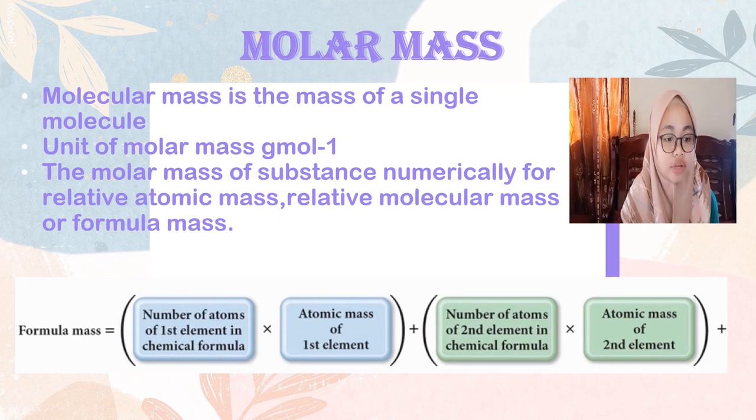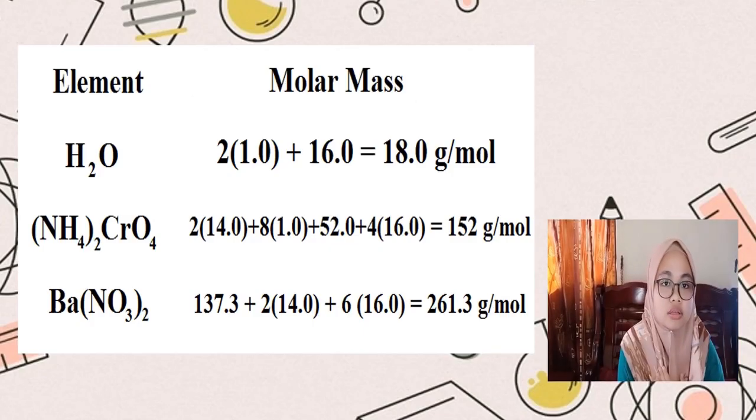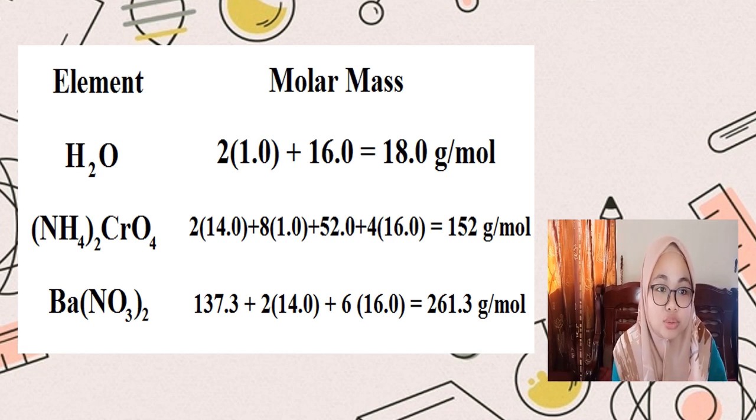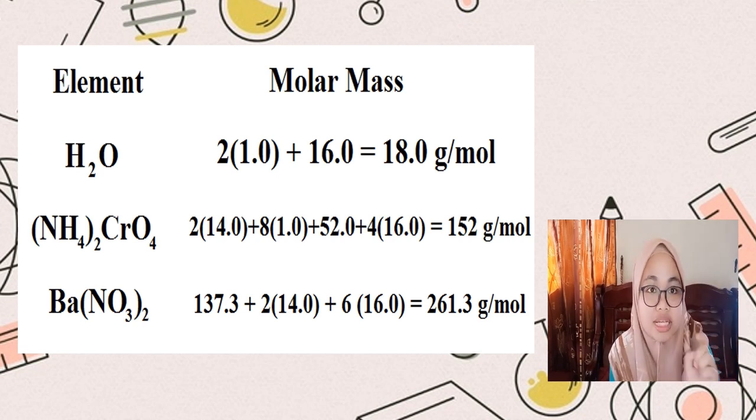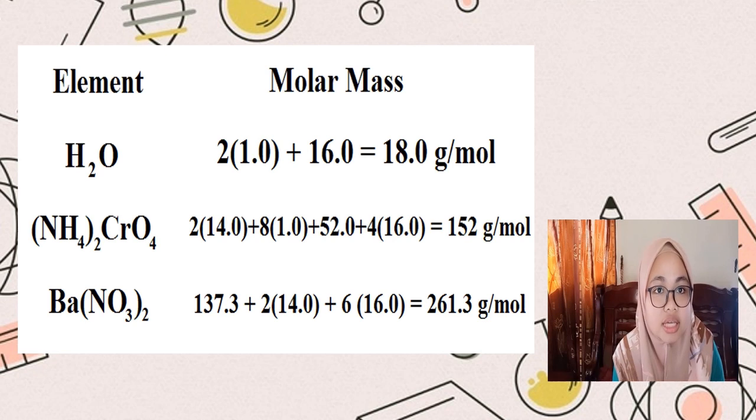For example, to calculate the molar mass, I choose 3 compounds. The first is H2O. You can use the formula mass: 2 bracket 1.0 plus 16.0, which gives 18.0 gram per mole. The second I choose is (NH4)2CrO4.